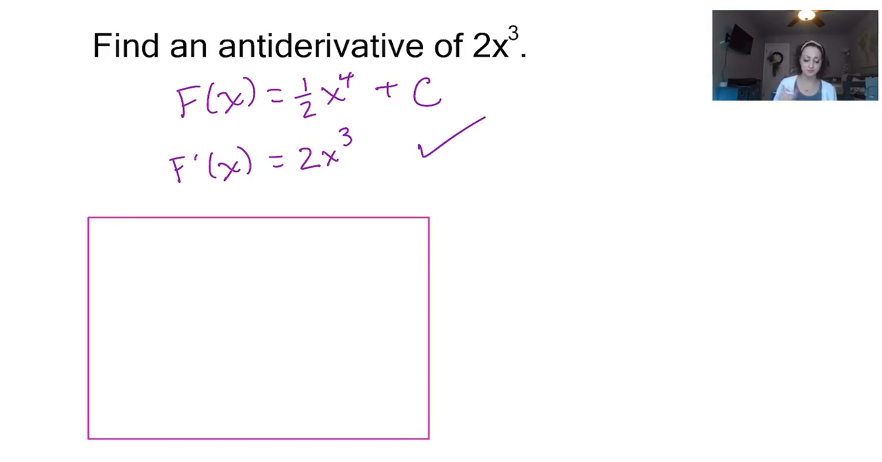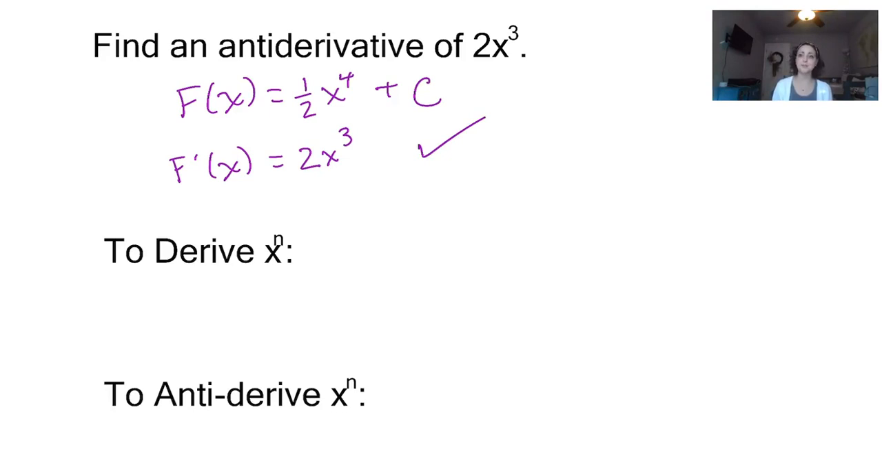So let's formalize what we just did. So think about if I want to derive x to the n, remember that we would fly the n, so we'd multiply by n, and then I would drop the power, right? So I'm going to put that in this order. So multiply and then subtract.